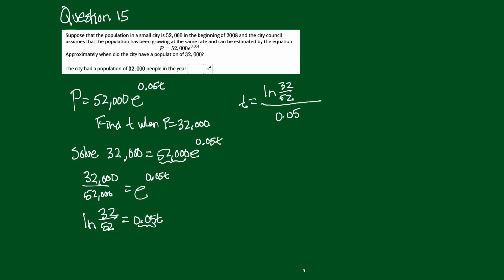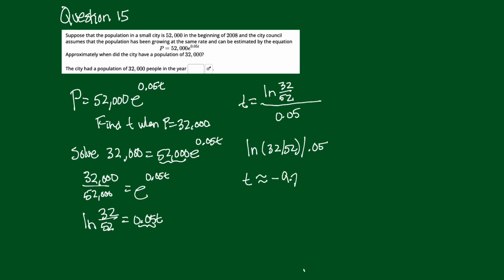And here's what I'm dividing, the natural log of 32 divided by 52. So let's put it in the calculator. So press the ln key. You get ln, parentheses, type in 32 divided by 52 and close, right above the 9, and then divide by 0.05. All right, so I got t is about negative 9.7.